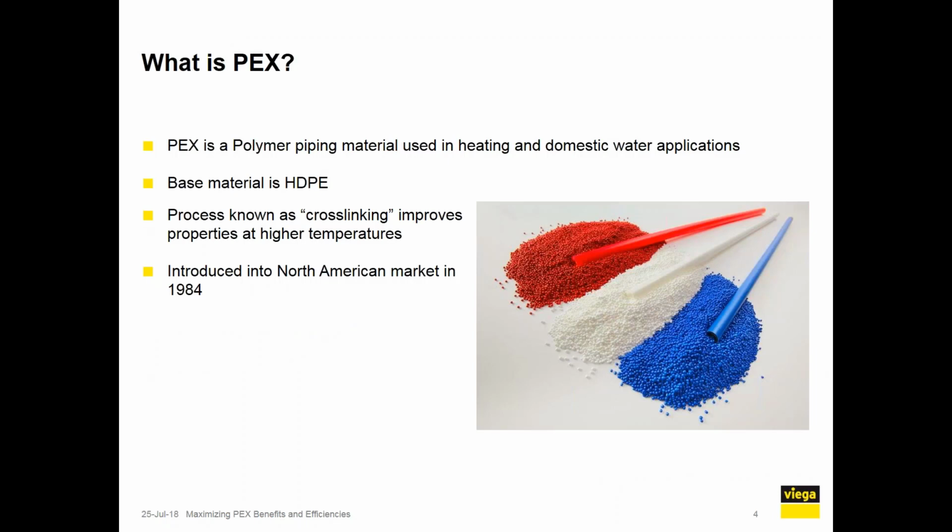So what is PEX? PEX is a polymer piping material used in heating and domestic water applications. The base material is HDPE, high-density polyethylene, and the process is known as cross-linking, which improves properties at higher temperatures. It first made its appearance in Europe in the late 1960s, but was introduced in the North American market in 1984.